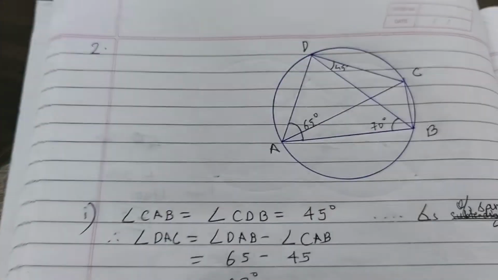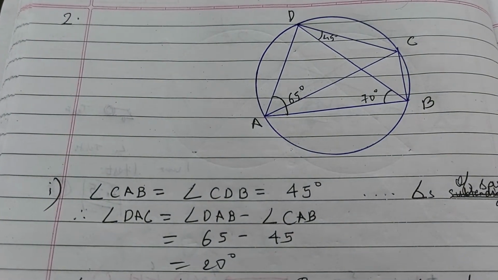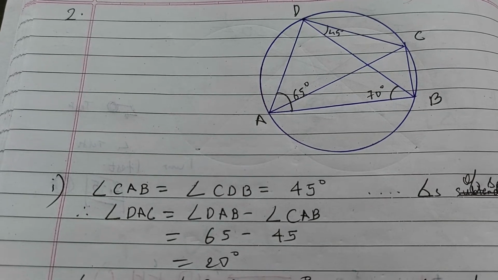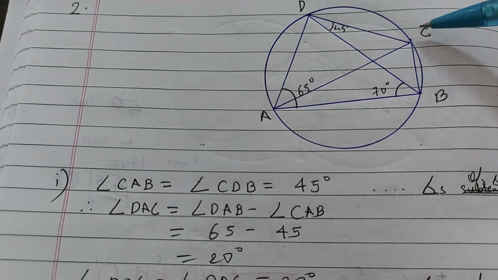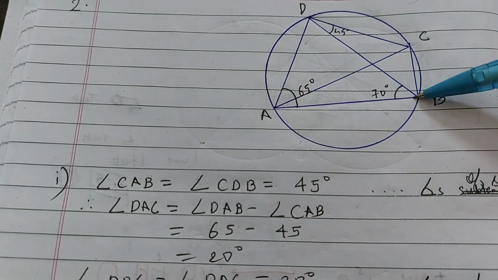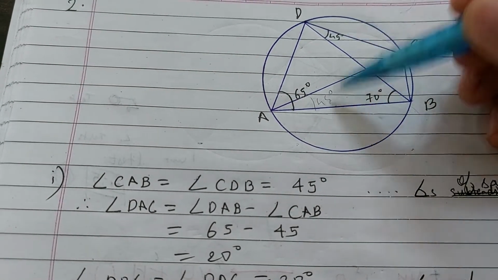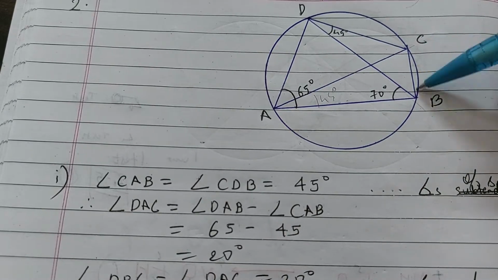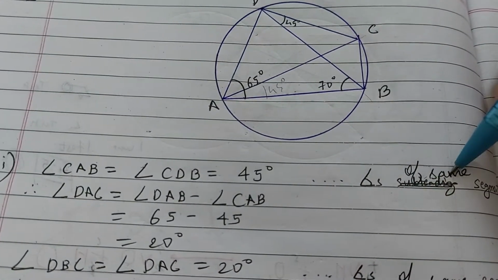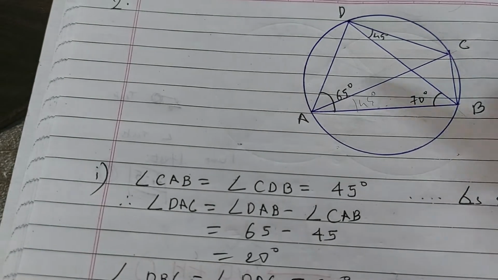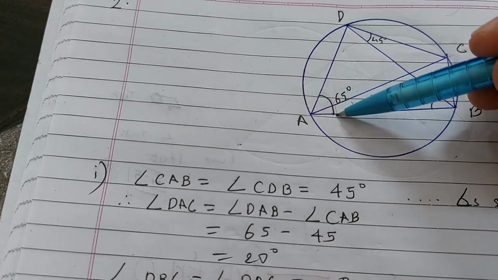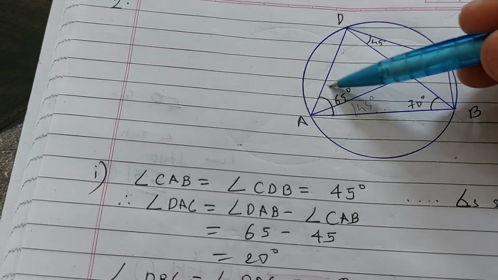So here are the steps. First of all, angle CAB will be equal to CDB, which is 45, cutting the same arc CB, that is angles of the same segment. That is the reason we give. Now total is 65, out of which this is 45, so how much is this?